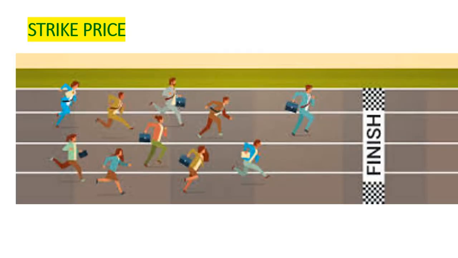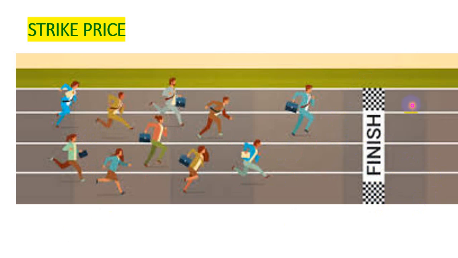Coming to strike price. What is the strike price? People are running towards a line. There are only 2 options. Either you cross the line or you stay behind the line. If you come close to the line also, they will not give you a price. Only if you cross, they will give you a price. Rank 1, rank 2, rank 3. So the underlying will be running. Once it crosses the strike price, it will have some value. If it doesn't cross, it doesn't have any value.